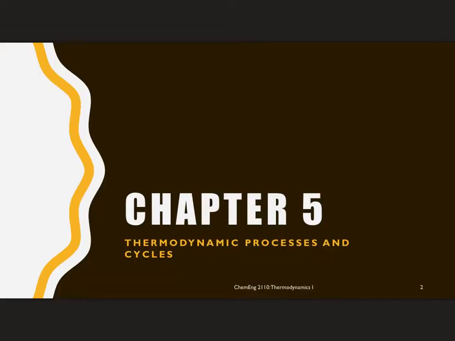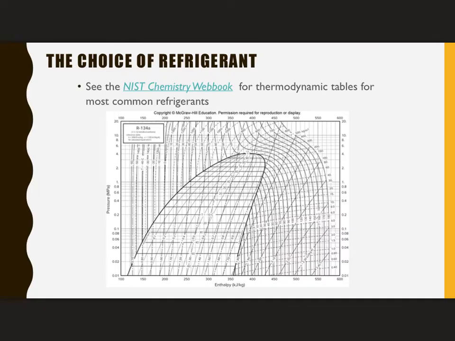We are continuing our study of Chapter 5 on thermodynamic processes and cycles, and we are looking at the vapor compression refrigeration cycle, and specifically how we can select the choice of refrigerant for our refrigeration cycle. There are many chemicals that we might choose as a refrigerant. The NIST Chemistry WebBook has thermodynamic tables for the most common refrigerants, which I also have included diagrams here.